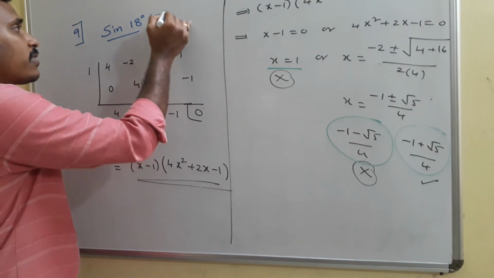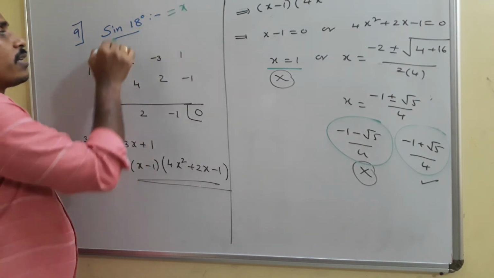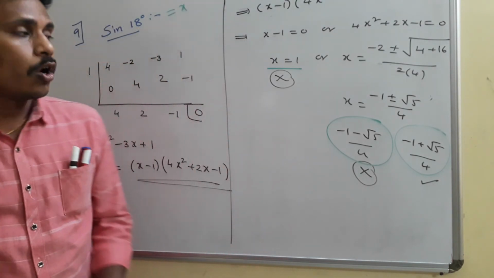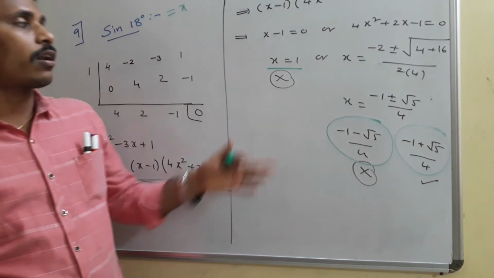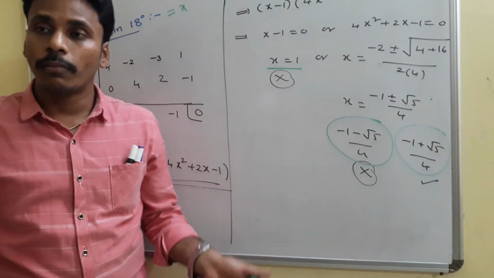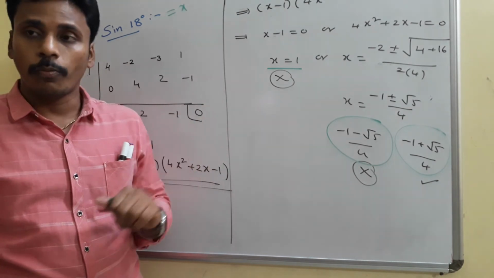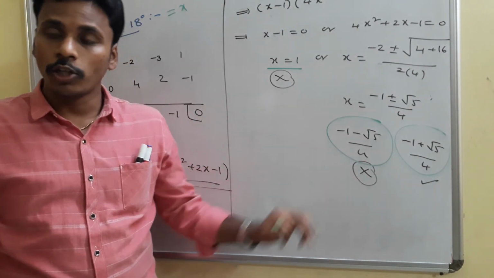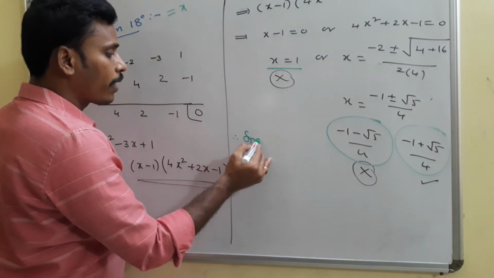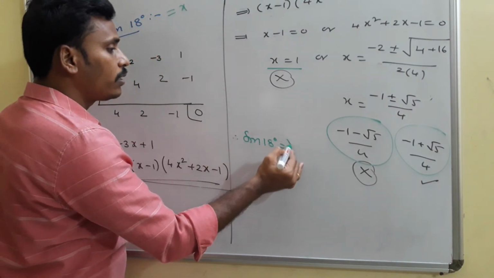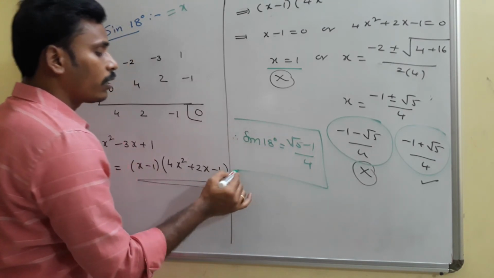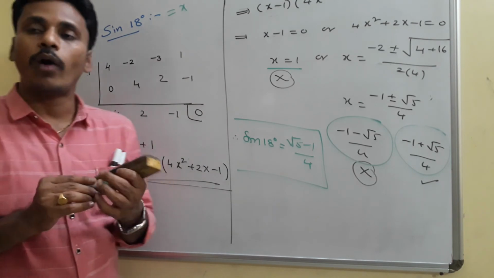We know that x is nothing but sin 18 degrees. Sin 18 degrees is a value in the first quadrant, which is for sure positive. Clearly it is not equal to 1, because we know that sin 90 is 1 but sin 18 is not 1, right? So this is not possible. This negative value is also not possible. So for sure this positive value we can accept. Therefore, the value of sin 18 degrees is root 5 minus 1 divided by 4. That's what we need to memorize.